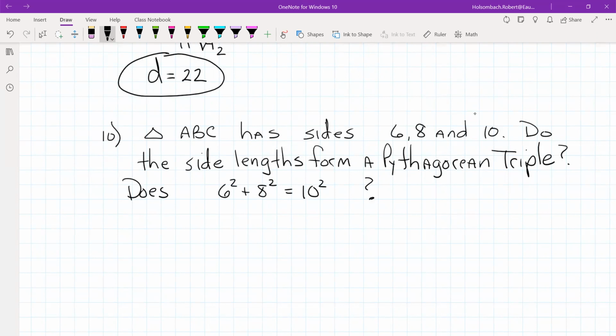Just type it in. All right, your a squared plus your b squared equals 100. Your 10 squared equals 100. So yes, your a squared plus your b squared equals your c squared. Do they form a Pythagorean triple? Yes. A squared plus b squared equals c squared.